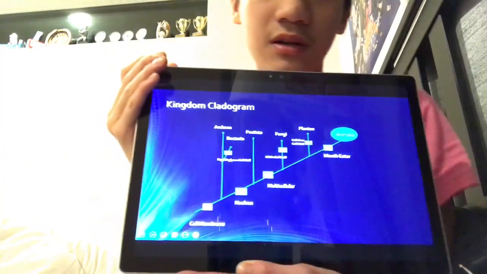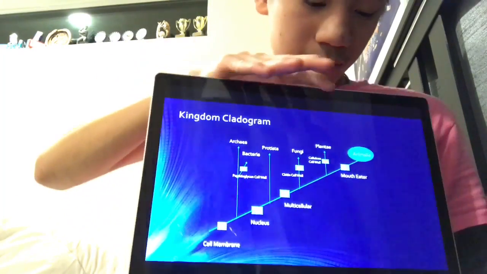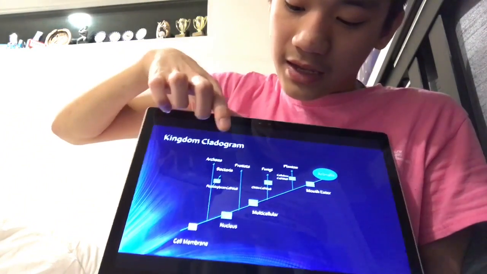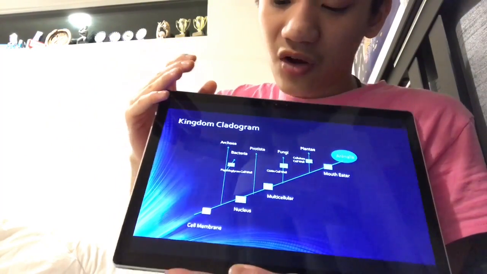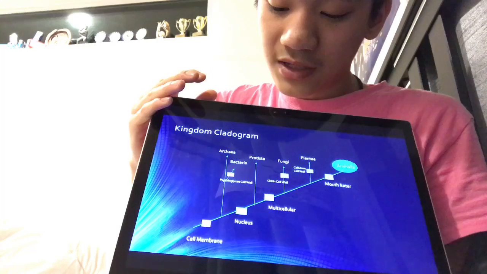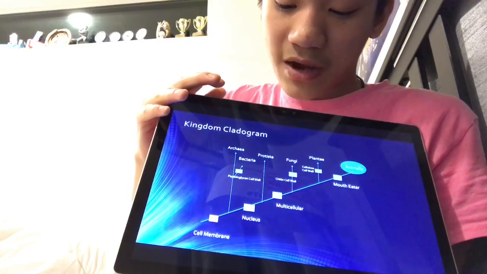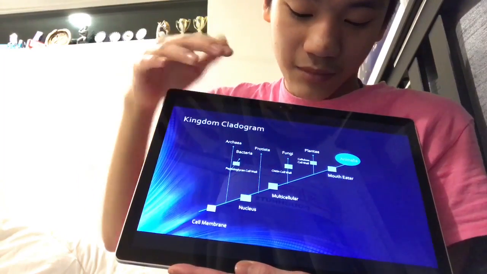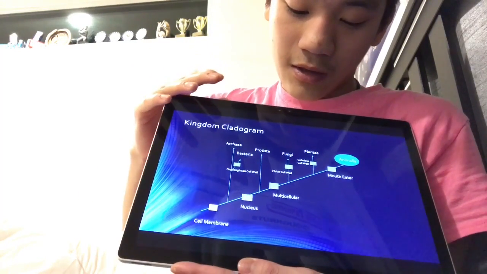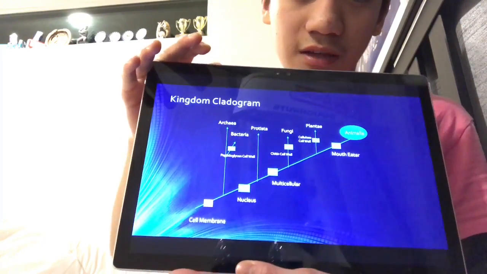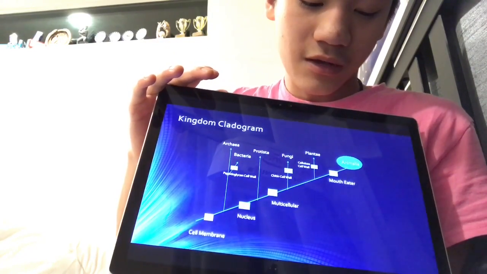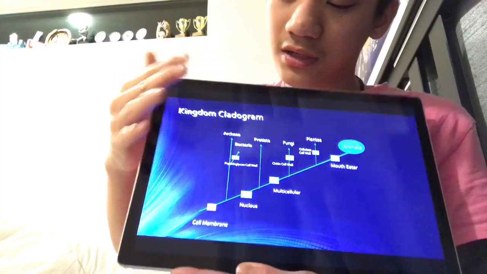This is the kingdom cladogram. The spiny dogfish is in the Animalia kingdom, and it has a cell membrane, which is the basis of all life, and all the kingdoms have this. But the archaea and the bacteria do not have a nucleus like Animalia, fungi, plantae, and protista do. Protista are not multicellular like plantae, fungi, and Animalia, and fungi and plantae are not mouth eaters like Animalia.